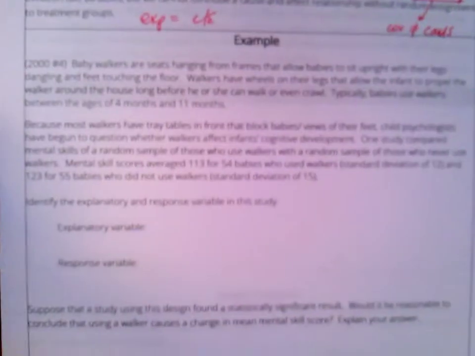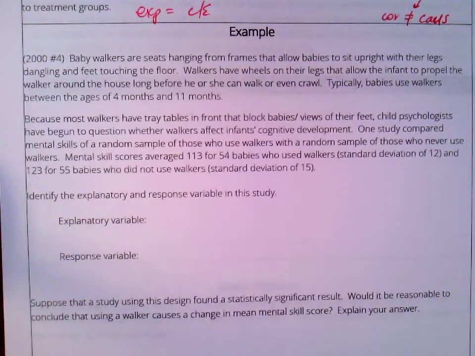All right, so let's look at an example of an observational study. Baby walkers are seats that hang from frames that allow babies to sit upright with their legs dangling and feet touching the floor. Walkers have wheels on the legs that allow the infant to propel. You've probably seen these if you've been around babies at all. Typically, they use them between 4 and 11 months. Because most walkers have tray tables in front and block the baby's view of their feet, child psychologists have begun to question whether walkers affect infants' cognitive development. One study compared mental skills of a random sample of those who used walkers with a random sample of those who never used walkers.